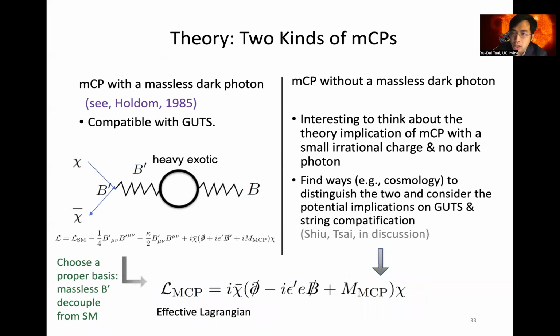Also, a deeper theory question is that there seem to be two types of millicharge particle. One is from a massless dark photon, on the left-hand side. The other, on the right-hand side, is a millicharge particle without a dark photon. That's why Gary and I also chatted with Steve a little bit about whether we can actually tell the difference between the two, and what kind of string theory topics, string compactifications or GUTs, we can constrain or have an implication on. This is an ongoing project, but if you're interested, you can ask me and we can discuss more.